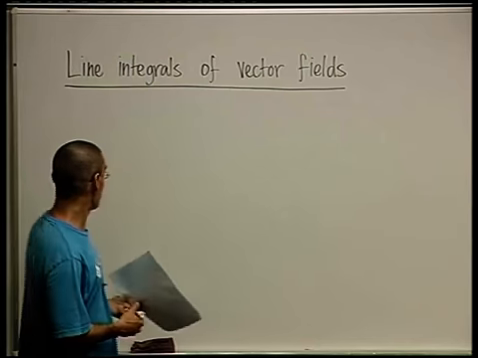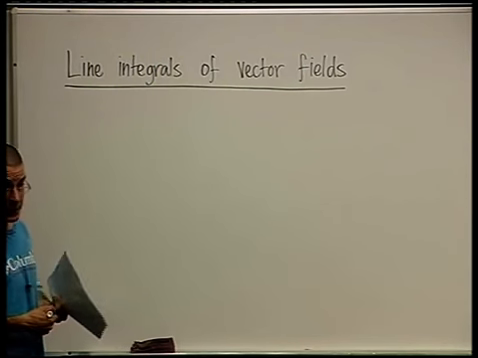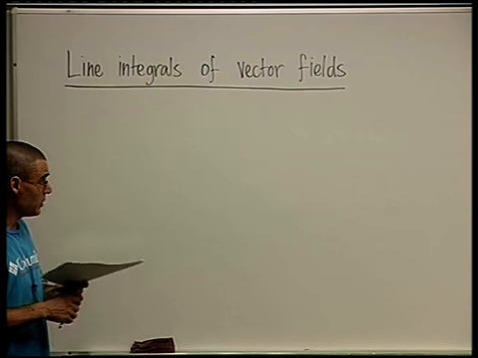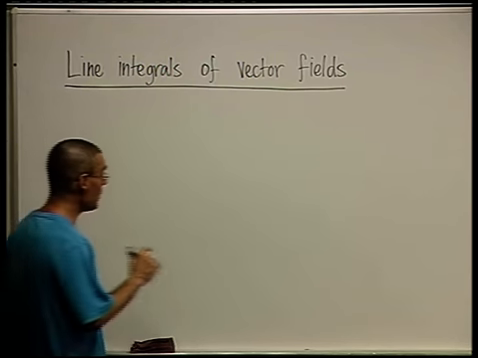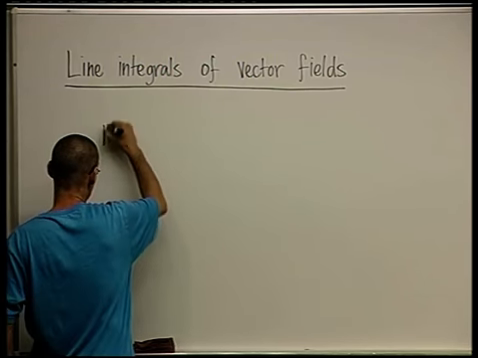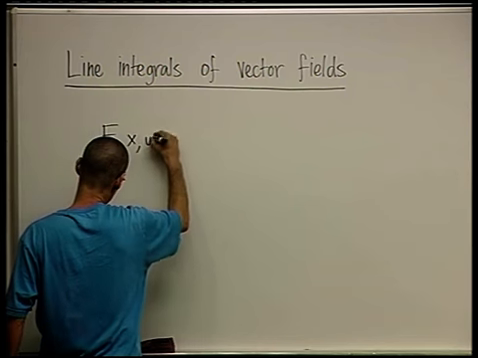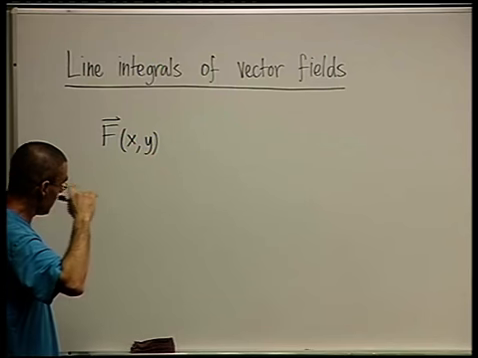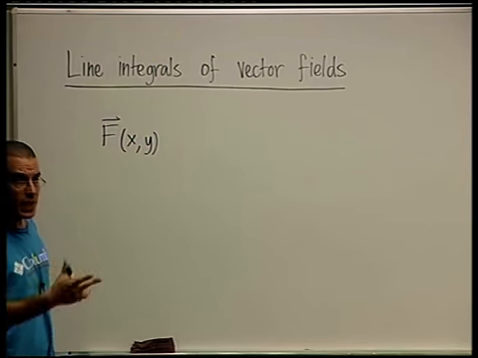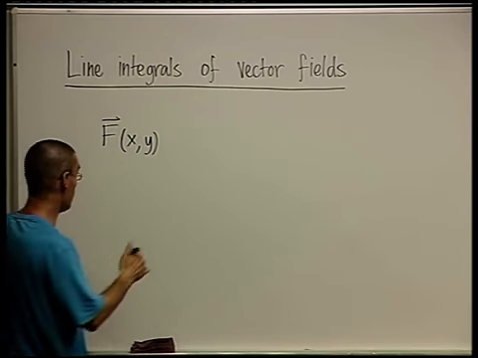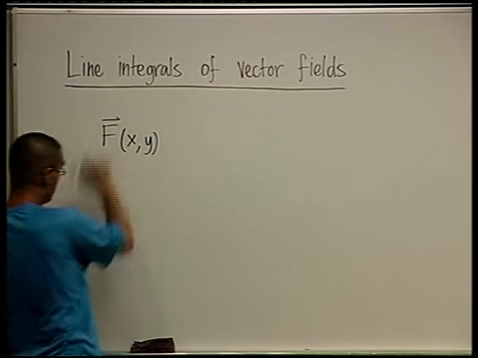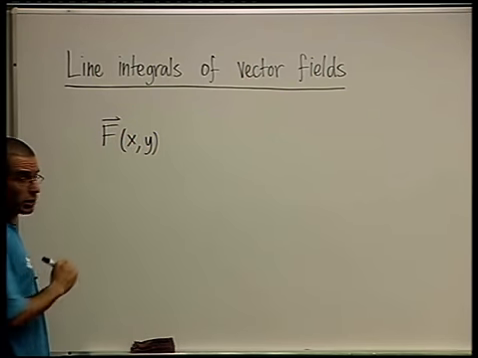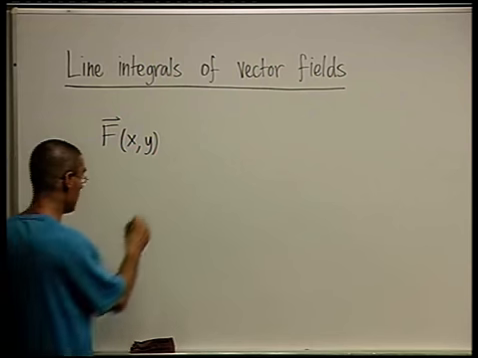So we now want to discuss what are line integrals of vector fields. I want to briefly remind you what are vector fields. Vector fields are just functions, let's say of two variables, which as their output don't give a scalar, but rather give a vector. So we denote them with an arrow, and usually we're going to use capital letters for vector fields.